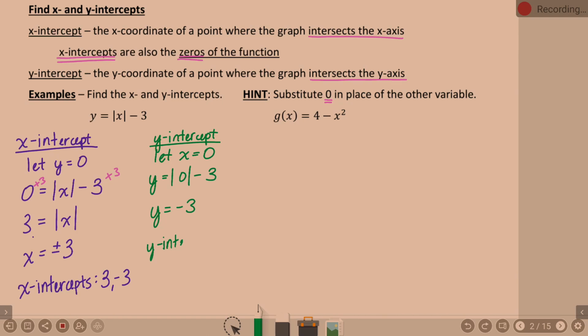And it's not that you'd have to write out the word y-intercept. I'm just doing that so it's labeled and you know what's what. Don't let me put the wrong answer though. Jeez. Okay.